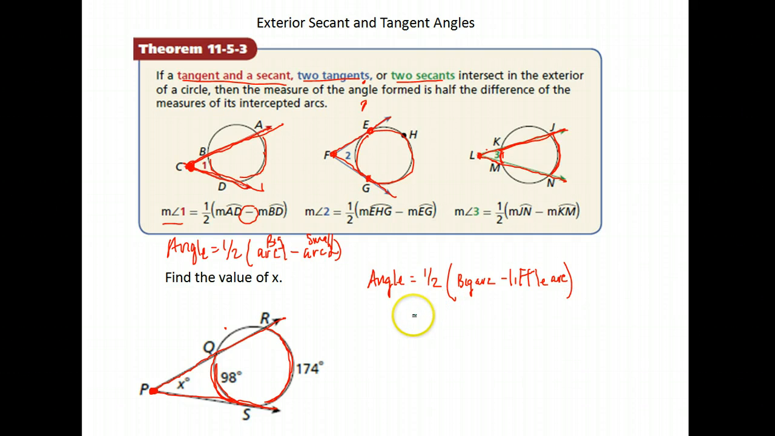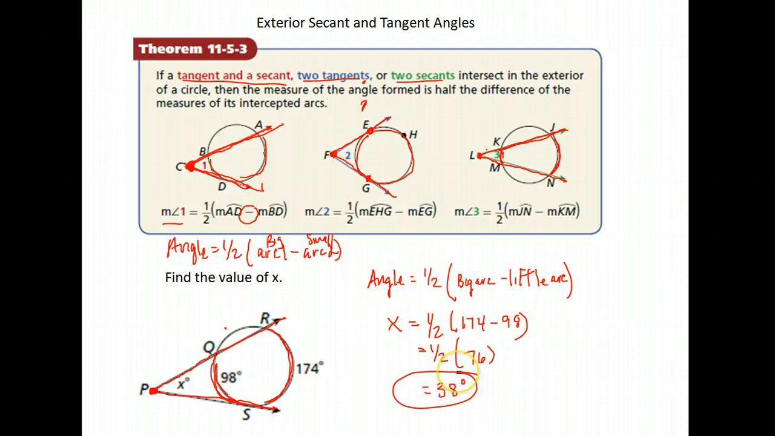So in this case, my angle P, which was x, is equal to 1/2 of the larger arc, which is 174, that's bigger than 98, minus the little arc, 98. I go ahead and do my subtraction. Now don't get these confused. Outside you use subtraction. Inside we used addition. Outside we use subtraction. So I have 1/2 of 76. 76 divided by 2 gives me 38 degrees. So I was able to find x is 38 degrees.